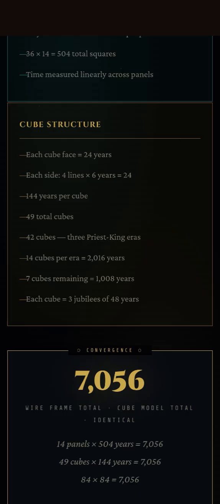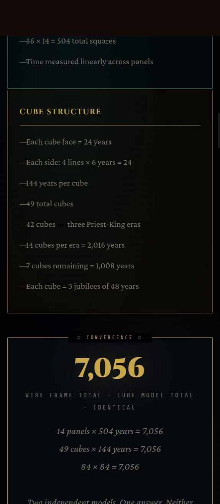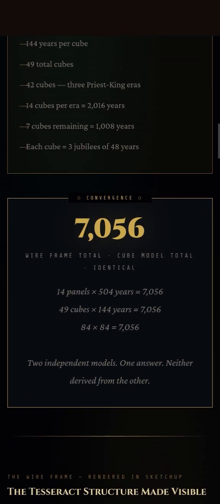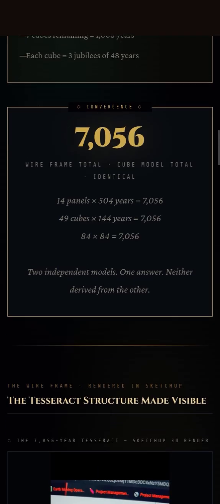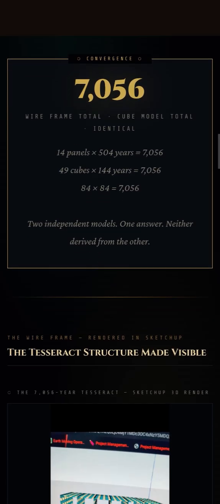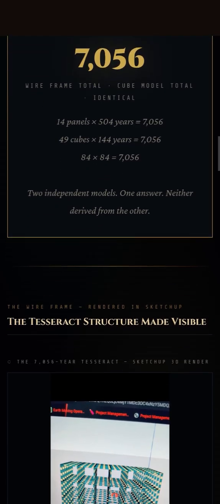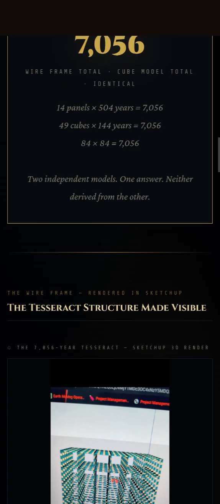Two models. Two approaches. One answer: 7056. The wireframe gets there by multiplying 14 panels by 504 years. The cube model gets there by multiplying 49 cubes by 144 years. Neither was derived from the other. They were built through separate structural reasoning and landed on the same number.